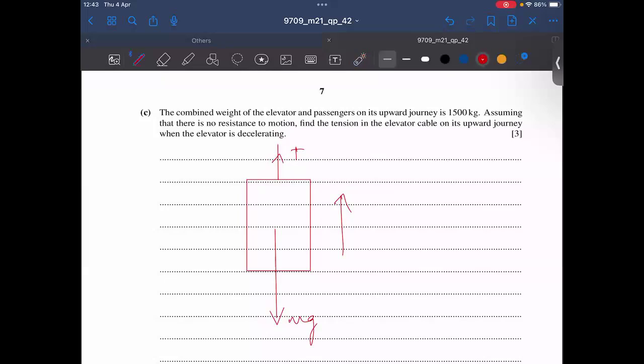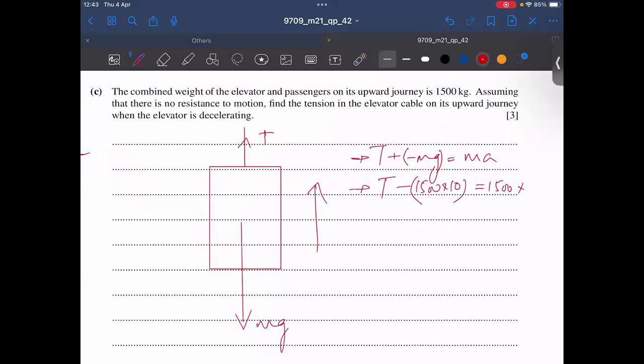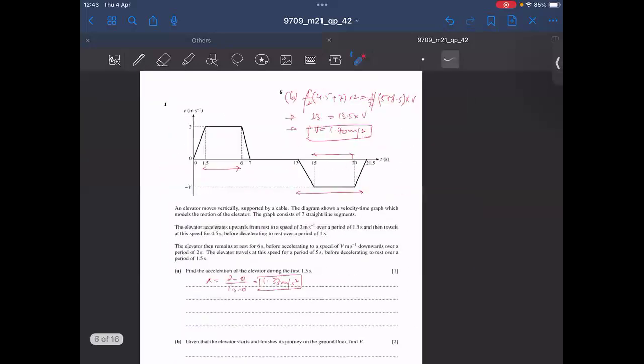I'm going to set upward as positive and downward as negative, and apply Newton's second law. T minus mg equals ma. So T minus 1500 into 10 equals 1500 into the deceleration. And what is our deceleration? You are supposed to get it from the graph.